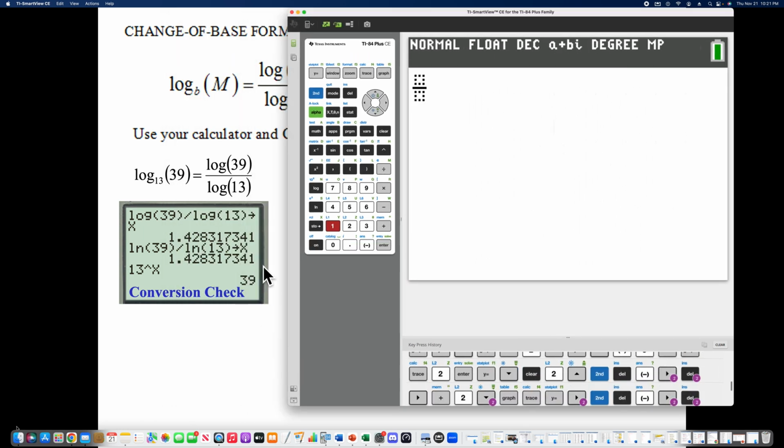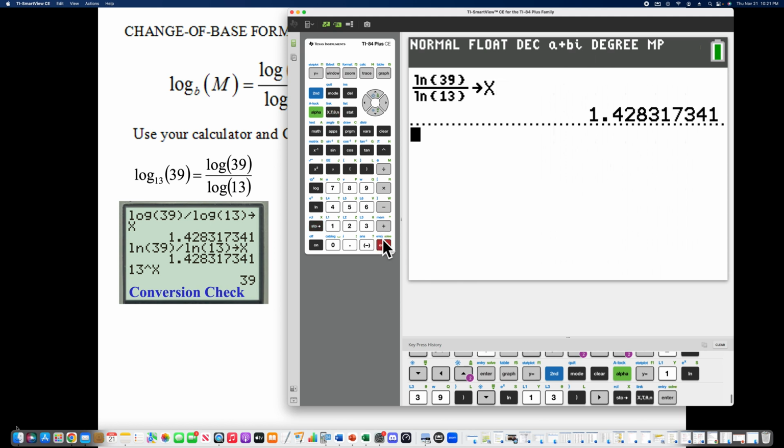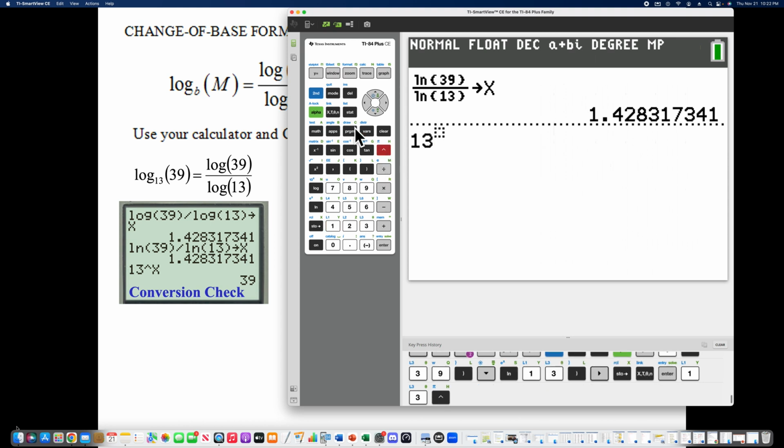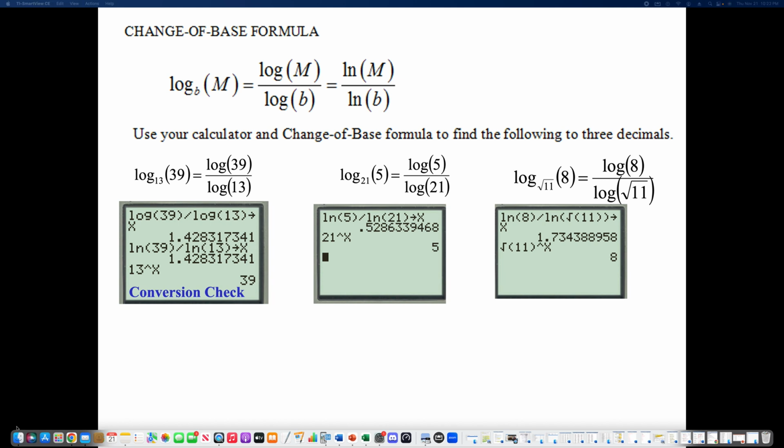There we go. So log base 13 of 39, I can type in natural log of 39 on the top, close the parentheses, jump down to the bottom, natural log of 13, just make sure you use the same log buttons. Like I said, I like to store it in x. And then to do my check, base 13 raised to the x power. There's my 39. So now I know everything checks out and it works. Now it moves. Strangest things.